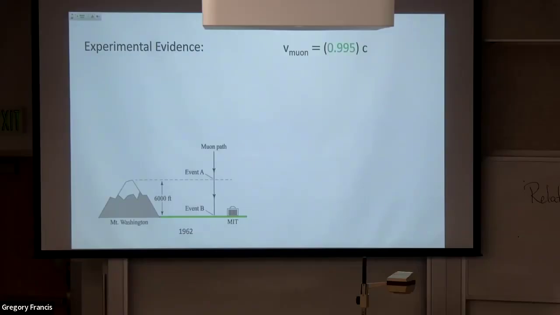Okay, and the speed of those muons was measured to be 0.995 times the speed of light. Now, you remember that the relativity factor for 0.995 was 0.1.